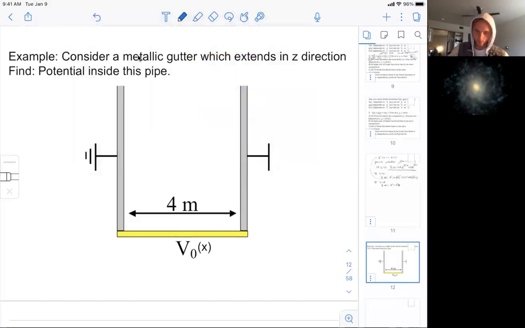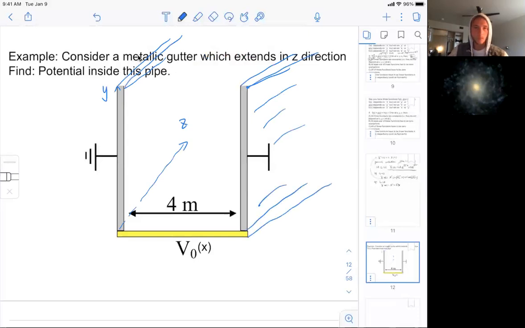So this is grounded on the left-hand side. The right-hand side is grounded. The one on the bottom is kept at some other potential. It could be a function of x, and they're spaced 4 meters apart. And this gutter extends in the z direction. So I'm going to say this is my y. It's the gutter. This is the z. And this is another gutter. And this is my x, y, and z.